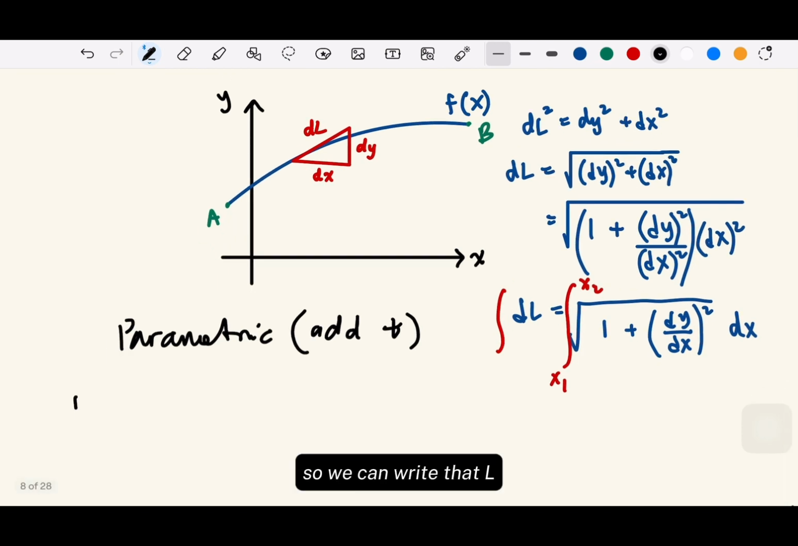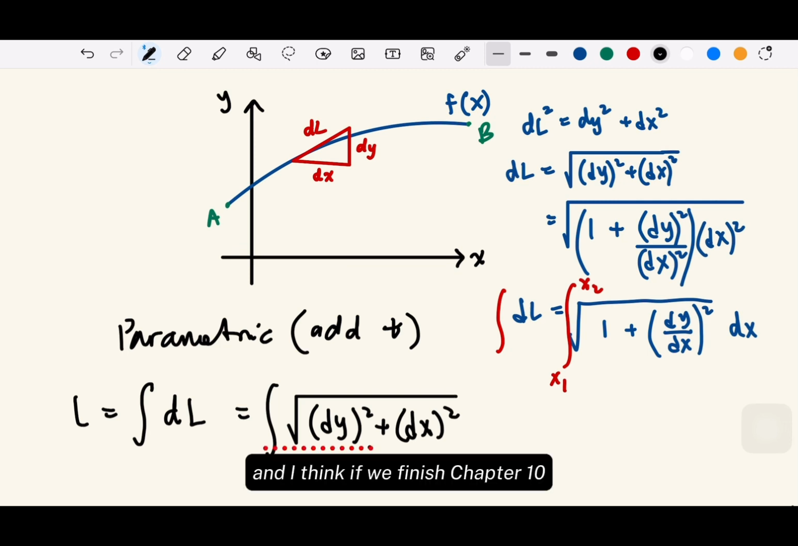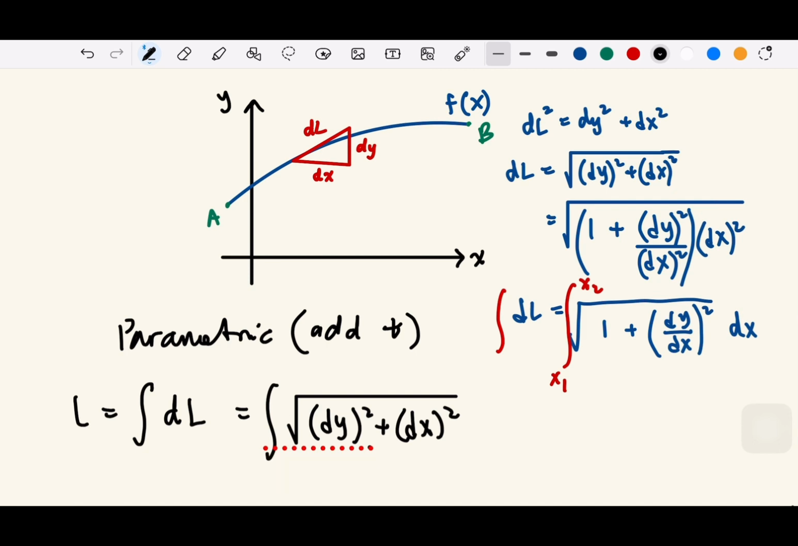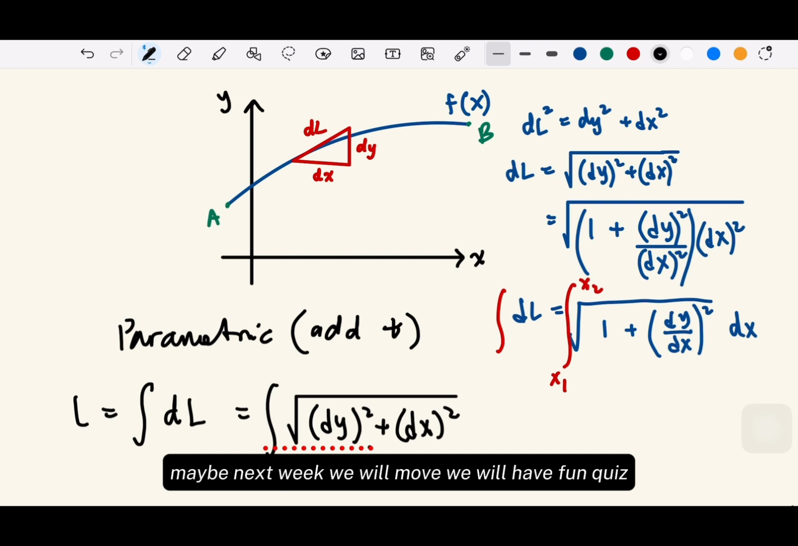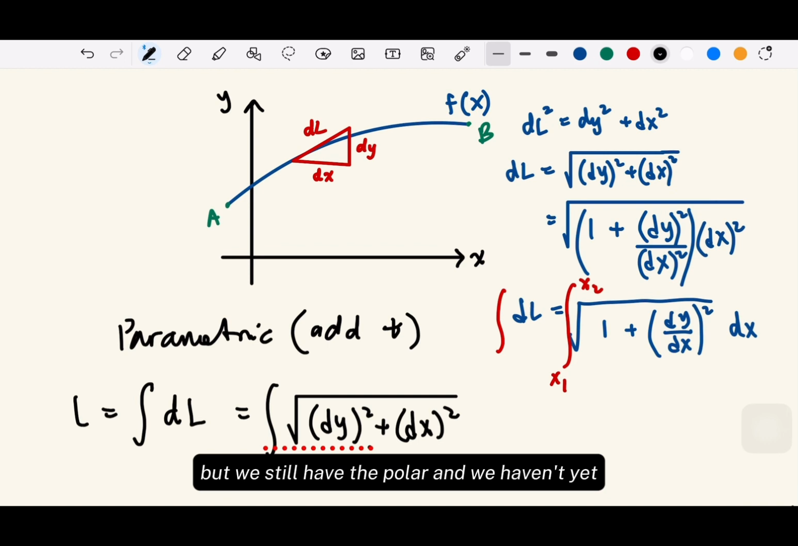So we can write that L is the integration of dl, and this is equal to the integration of... And I think if we finish chapter 10, not today, maybe next week, we will have a quiz. But we still have the polar and we haven't yet gotten into polar. Maybe today is a little bit of introduction and we finish next week.